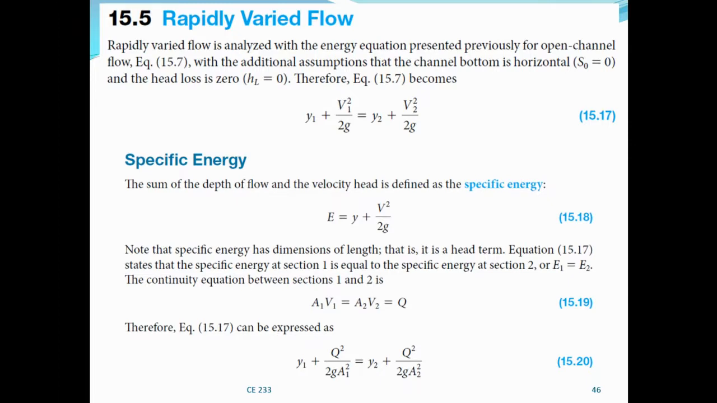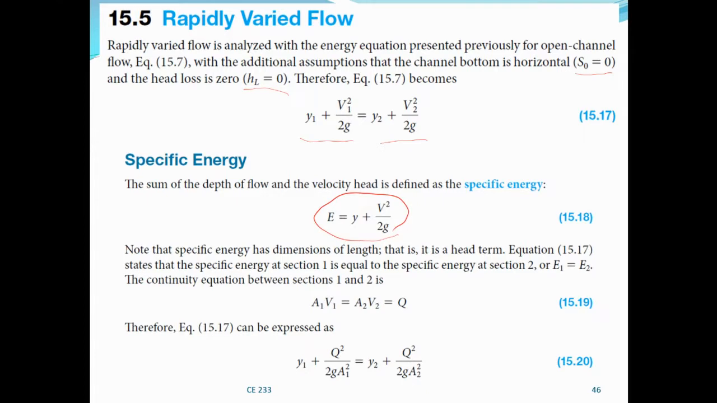head loss is 0. So if this holds true, you have the energy equation reducing into this. If S naught is 0, there will be no term in elevation because Z1 is equal to Z2. Then the head loss, which is assumed to be 0, disappears from the equation. And the sum of the depth and the velocity head is called the specific energy. It has a special name called specific energy.